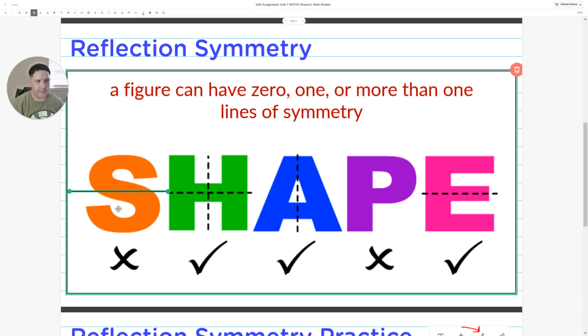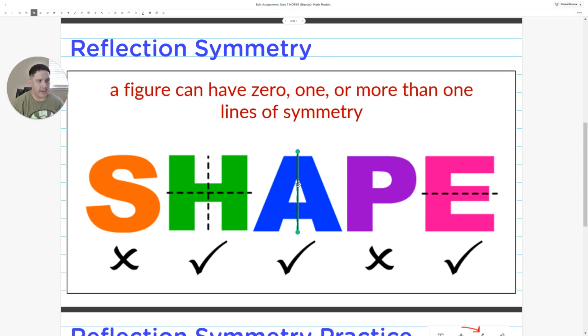If we were to cut the line in half right there, if we fold it up, it would not give us the same image up top. However, with the H, if we fold the top half down, and if we fold the left half to the right, or the right to the left, we have very similar images. And so this has two lines of symmetry.